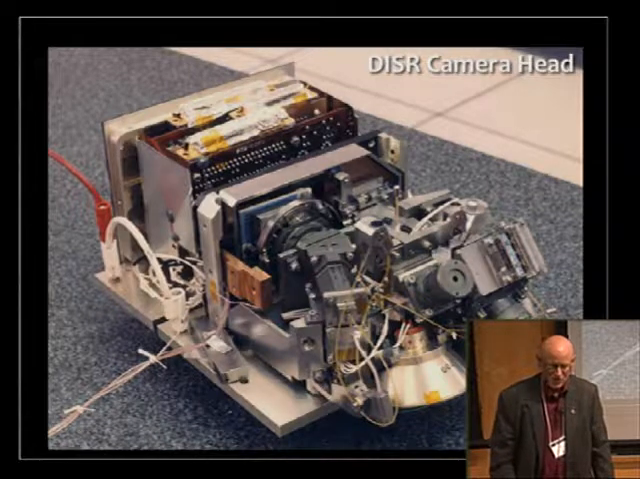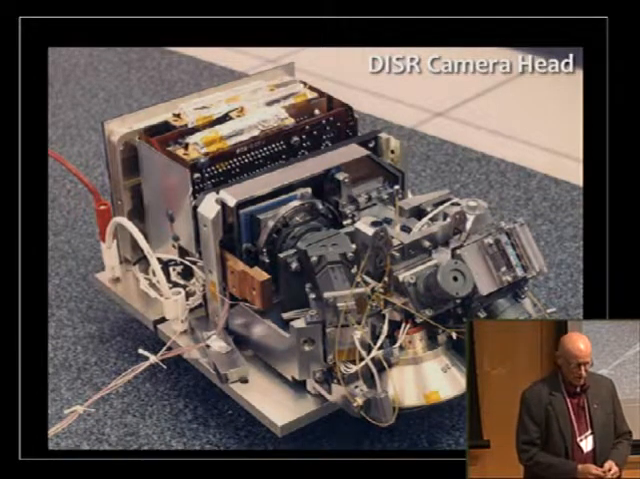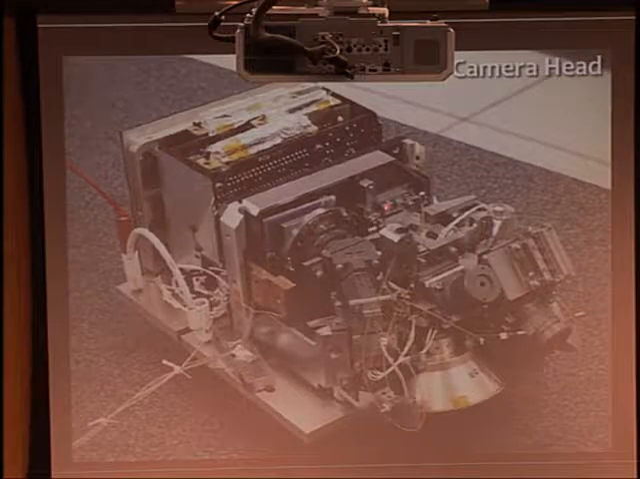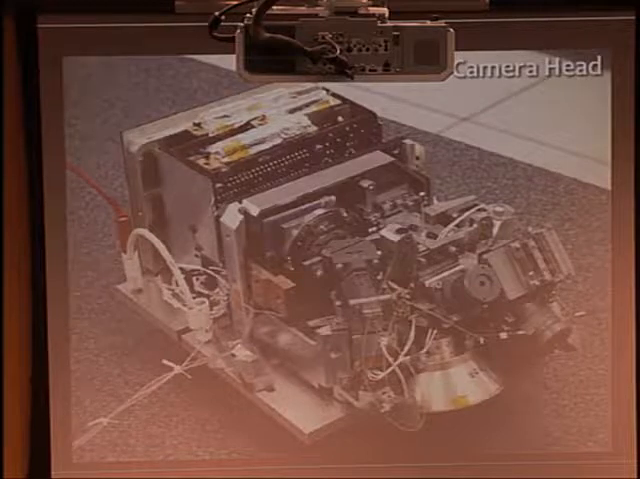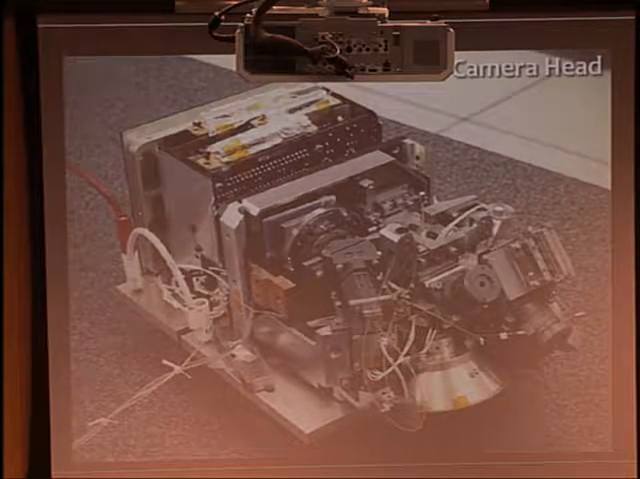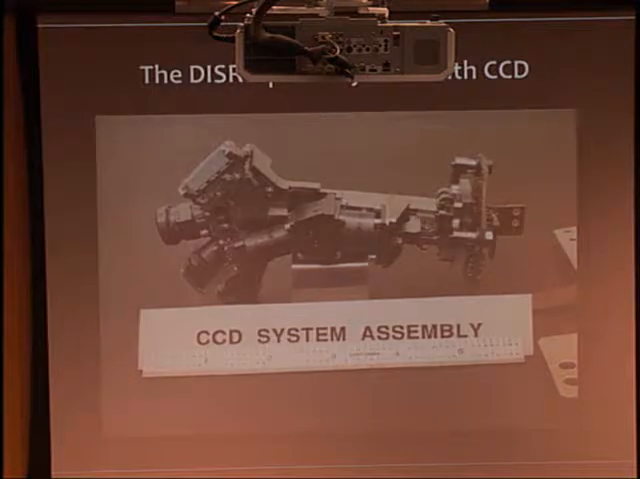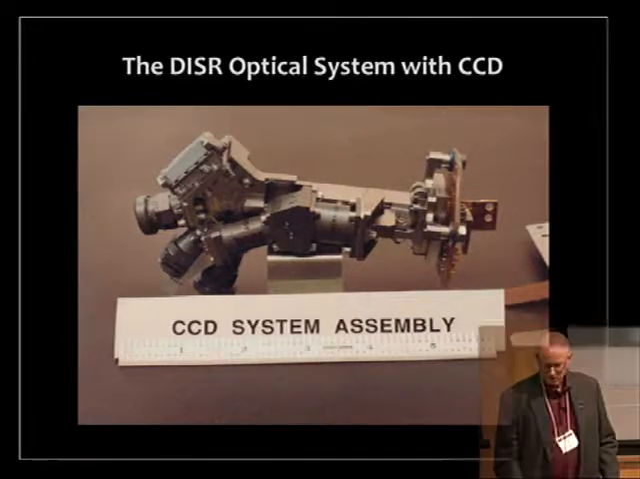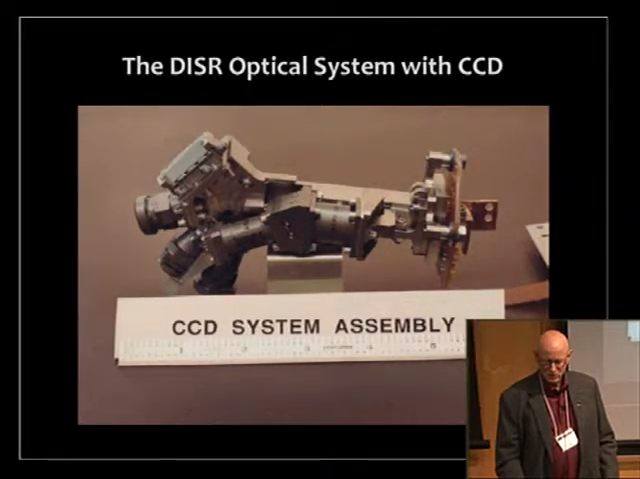And this is what the camera head looked like. There's 13 optical instruments crammed into something the size of a shoebox. This is a spectrometer system. This is the imaging system. And way too complicated, but we managed to get it all to work. This is what the imaging system looked like. The 3 imagers looking to get the hemispheric view of the surface.